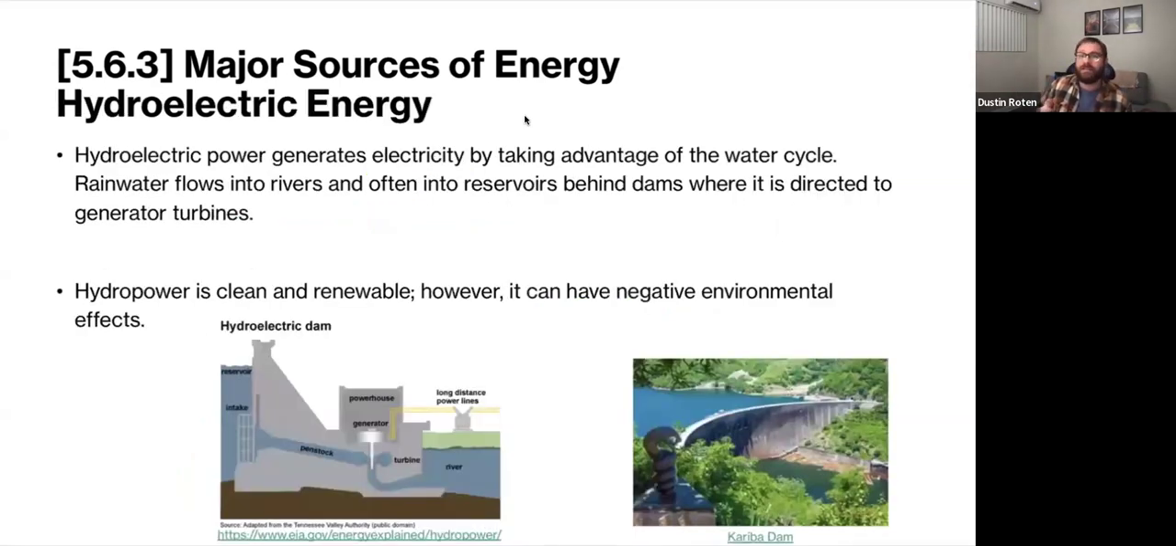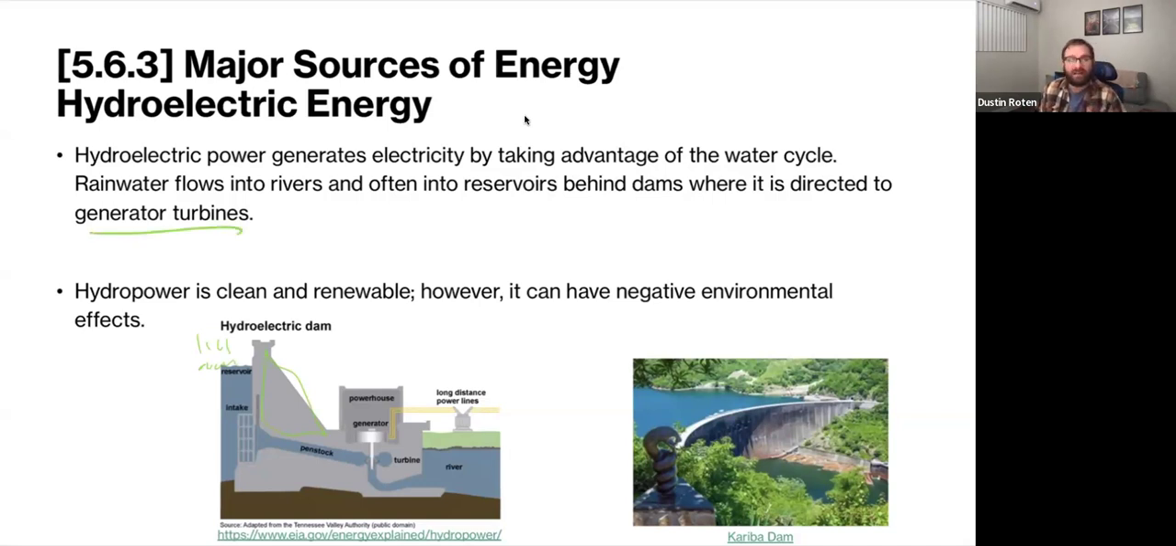As far as hydroelectric energy, this is something we could talk about now because we have the vocabulary in this class to do it. So with hydroelectric power, basically you generate electricity by taking advantage of the water cycle. You get rainwater flowing into rivers and reservoirs, okay? So you get all this rainwater. And if you can dam it up, like we've done here with the dam, you can redirect this into generator turbines.